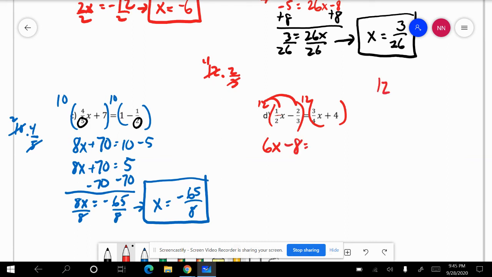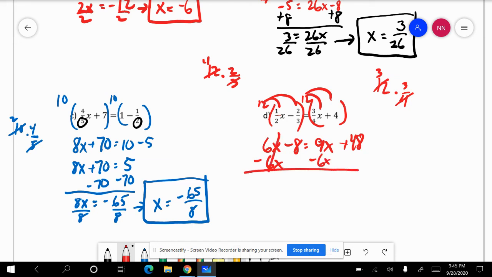Then we take the 12 times the 3/4. The 4's cancel, and we get 9x. And then don't forget to distribute the 12 to the 4 to get 48. I'm going to get the x's on one side, so I'm going to subtract the 6x. And I get negative 8 is equal to 3x plus 48.